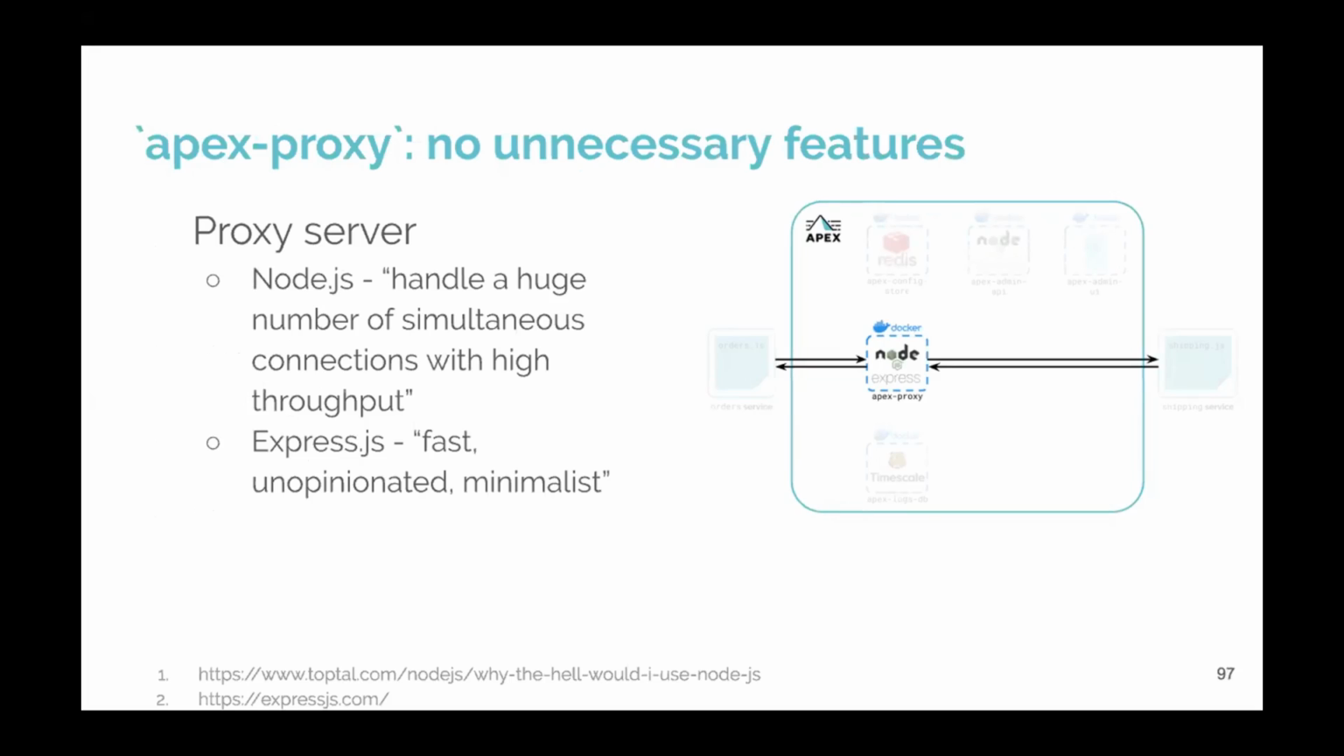For the Apex proxy, it was important that we had no unnecessary features. We wanted this to be extremely streamlined. So we built it in Node.js, which gave us the ability to handle a huge number of simultaneous requests, and it has high throughput. And we took advantage of the Express.js framework, mainly because it's minimalist, but we also appreciated the fact that it's fast and it doesn't add a lot of extra weight to our product.